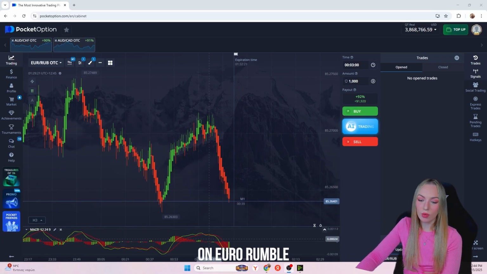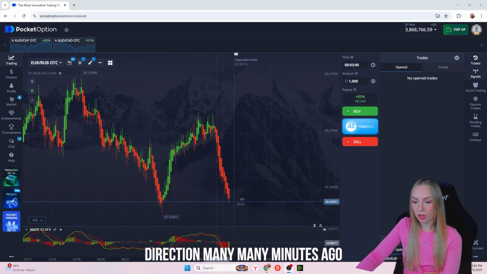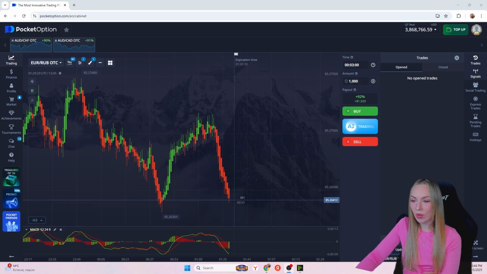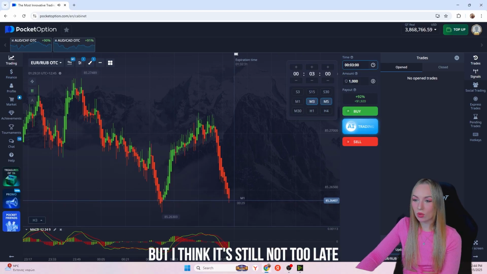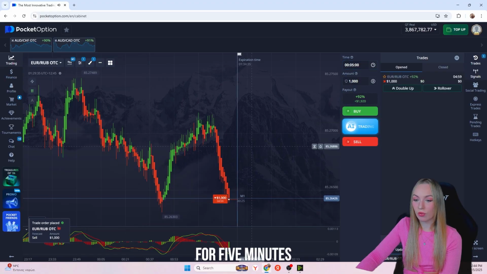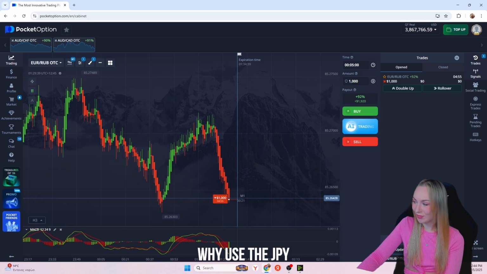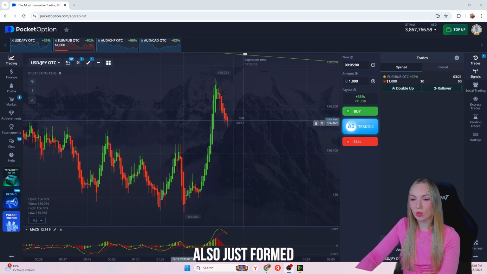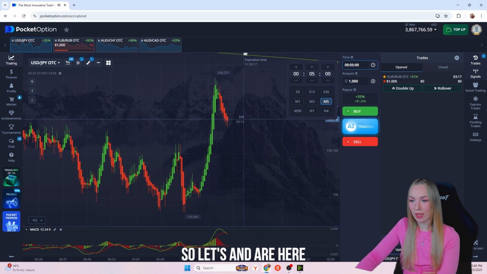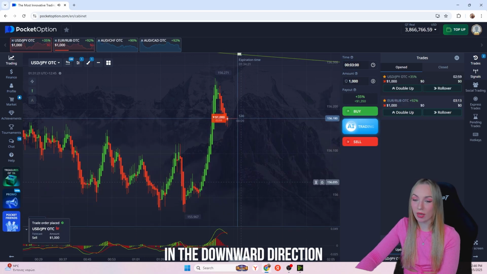On EUR/RUB a signal to open the trade in the downward direction formed many minutes ago. But I think it's still not too late to enter the trade in the downward direction for 5 minutes, and I'll explain to you soon why. USD/JPY also just formed a very beautiful signal, so let's enter here for 3 minutes in the downward direction.